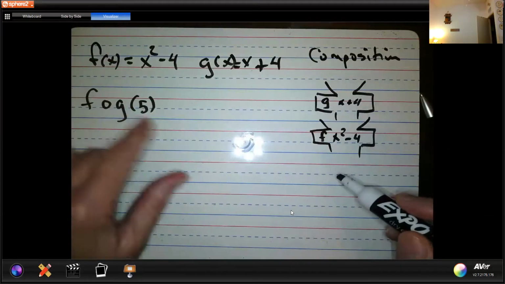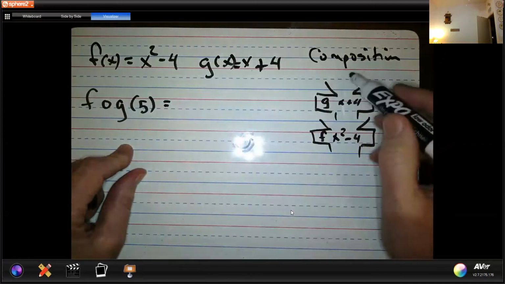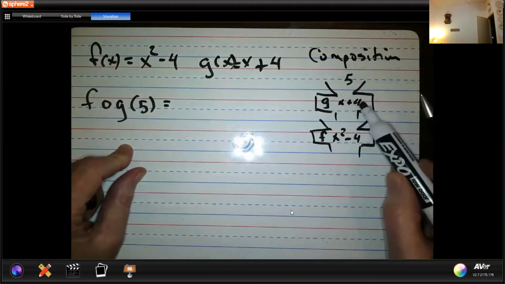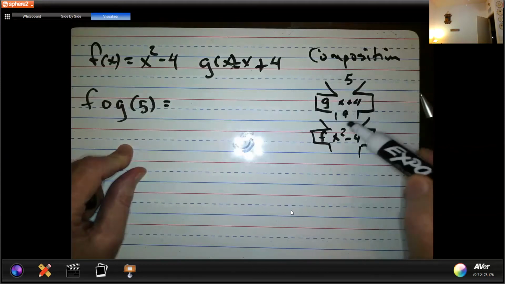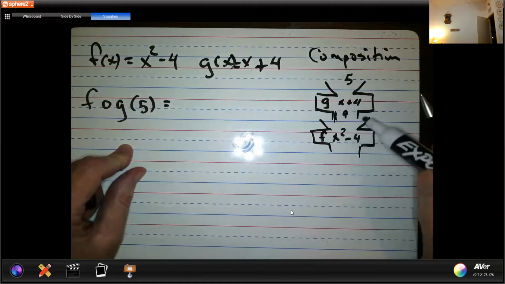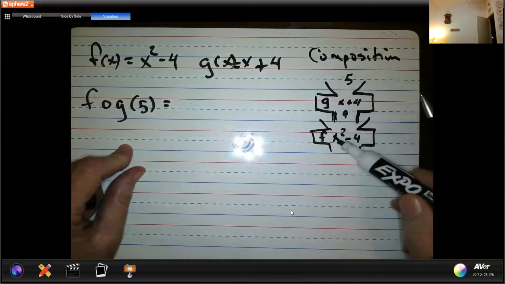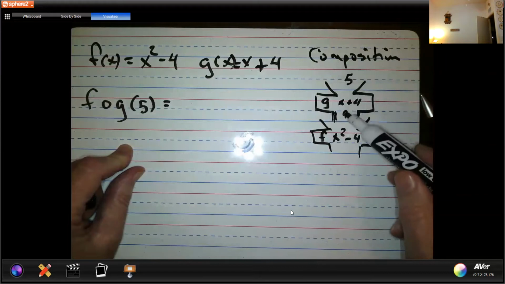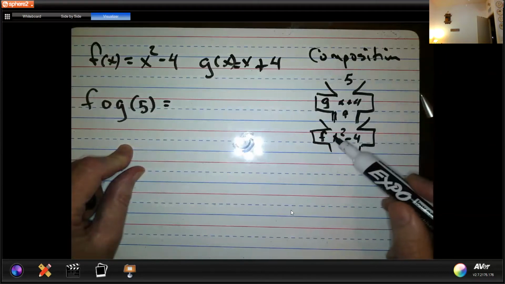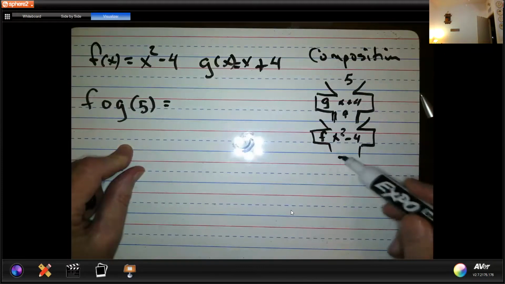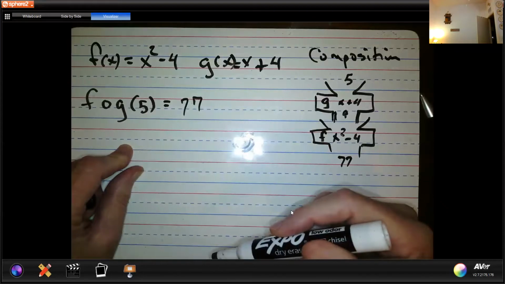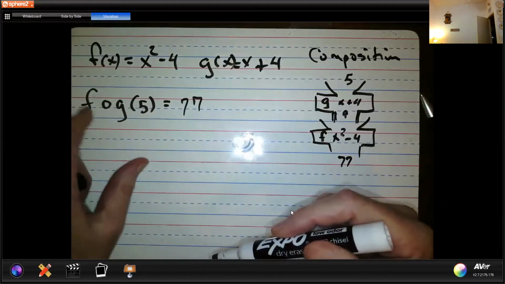So what are we going to do? We're going to put 5 into this machine. Well, 5 goes in here. 5 plus 4 is 9. So 9 drops out. But they're chained together so that whatever drops out of this machine falls directly into F. So 5 goes in here, but 9 goes in here, and then 81 minus 4, 77 is the answer. See? What are we doing? F follows G.